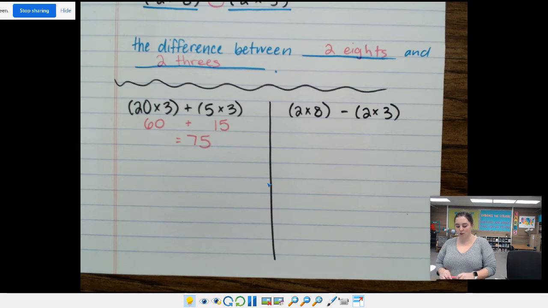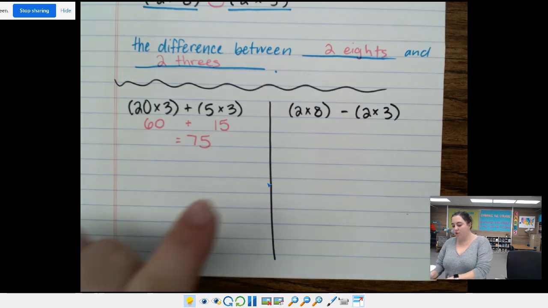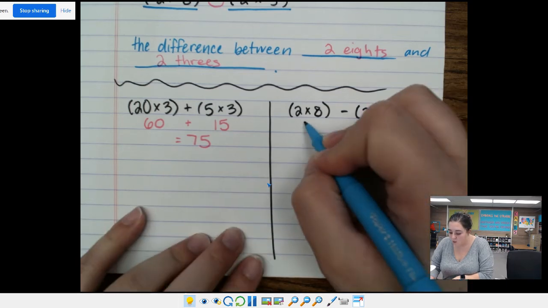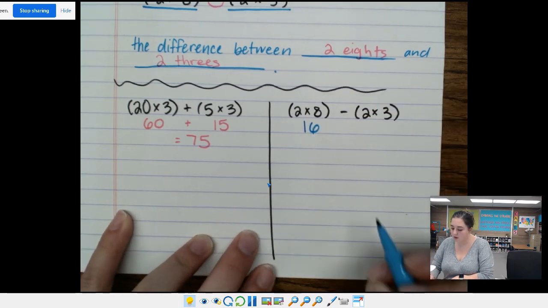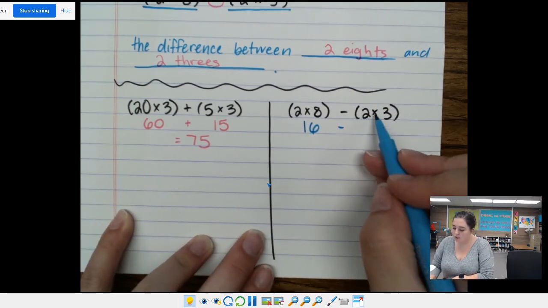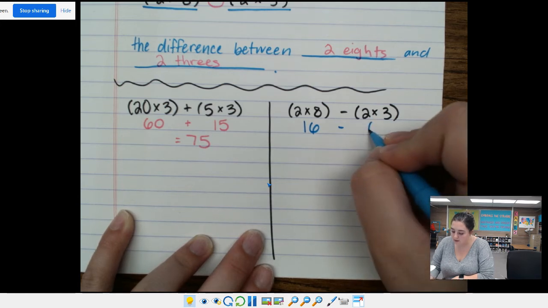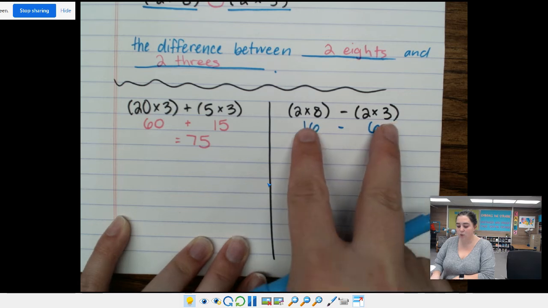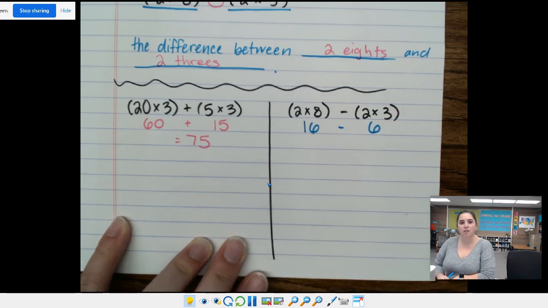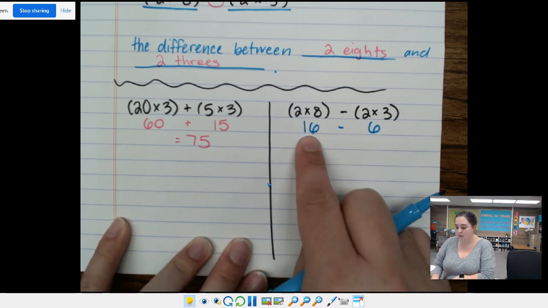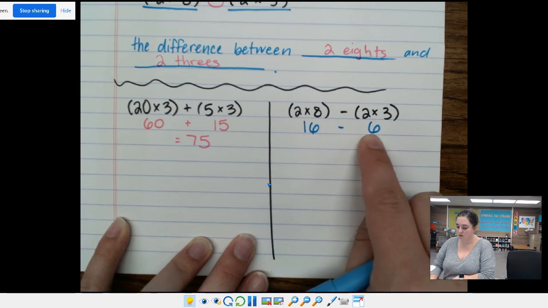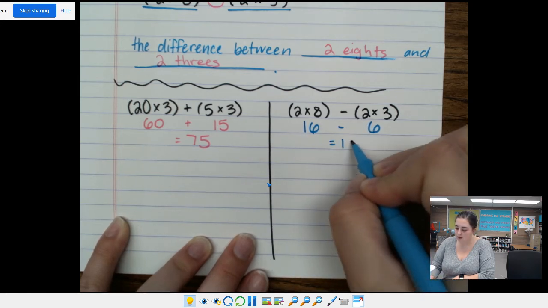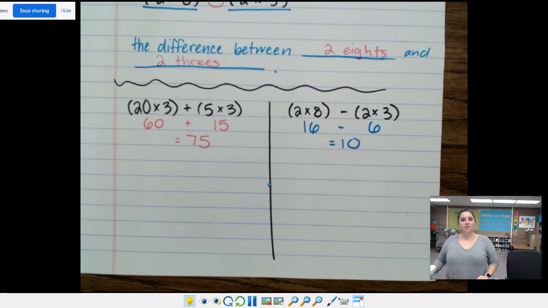Okay, have you finished solving? In that first parenthesis, 2 times 8 would be 16. 2 times 3 would be 6. So now that I have my two answers, I can subtract. What is 16 minus 6? That would be 10. The answer to that expression is 10. That wasn't too bad, right?